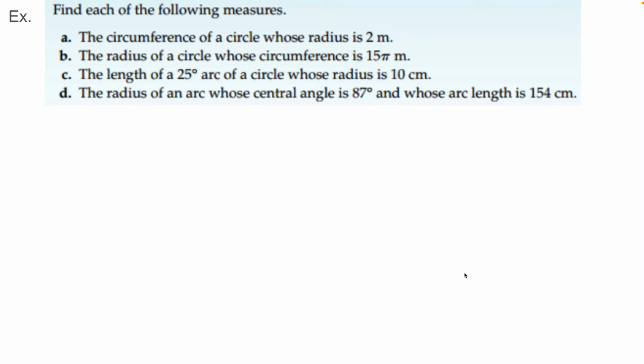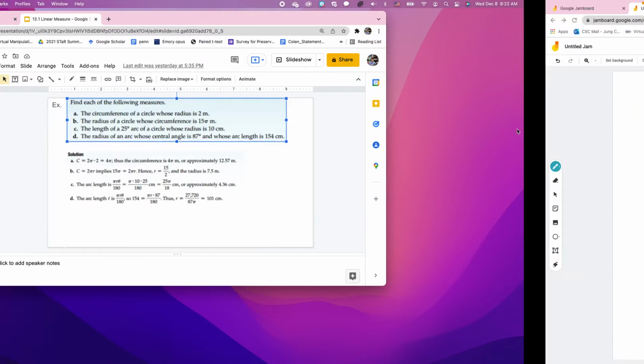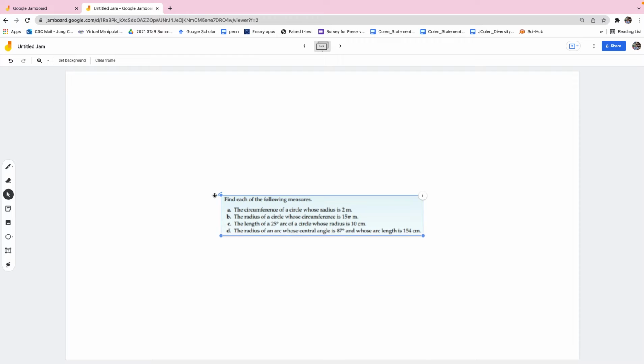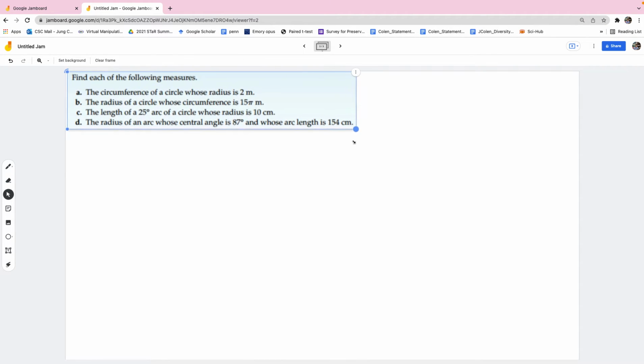So here are 4 examples. So let's solve some of them. Actually, I can copy that and move it to my Jamboard. So you guys need to know how to solve these two, okay?